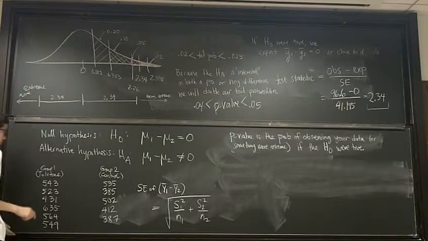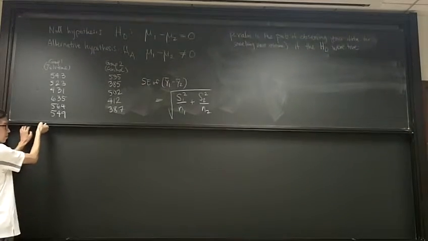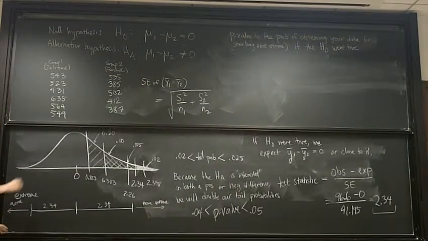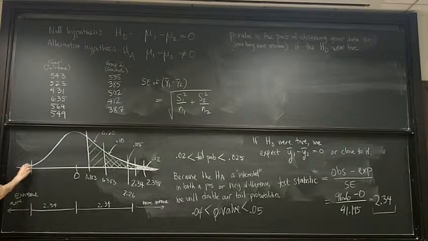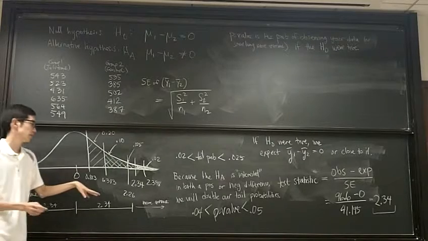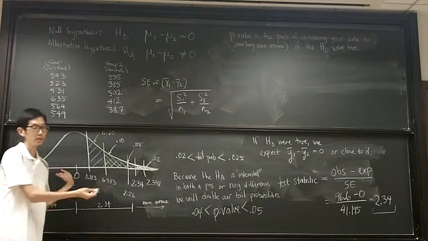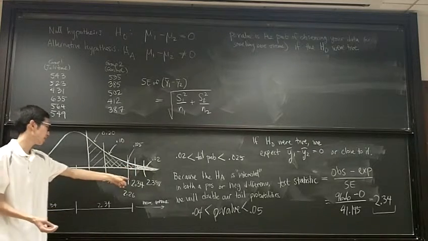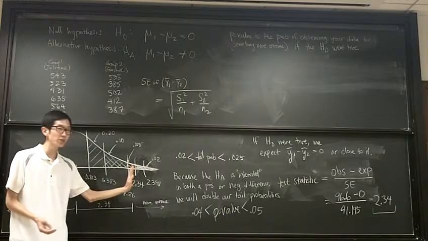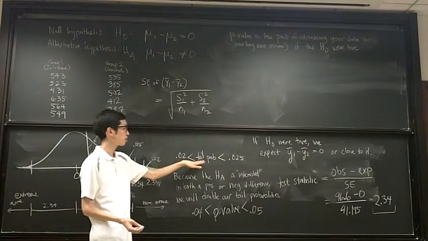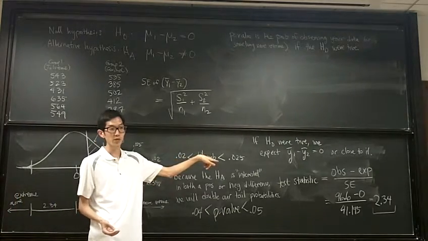So how much is in the tail over here? Do we know? How much is beyond negative 2.34? The answer is going to be the same as how much is beyond positive 2.34, because it's symmetric. I don't know exactly how much is beyond positive 2.34, but I do know it's between 0.02 and 0.025.